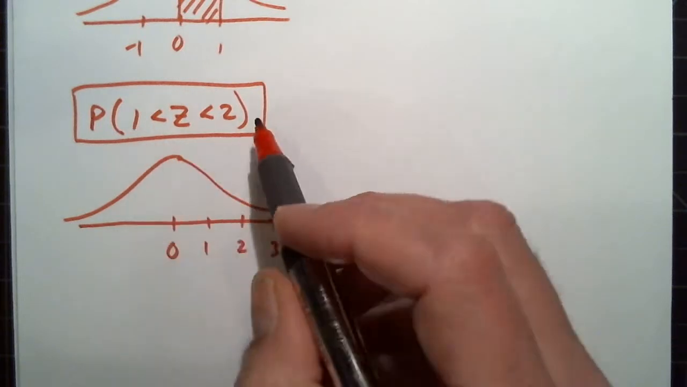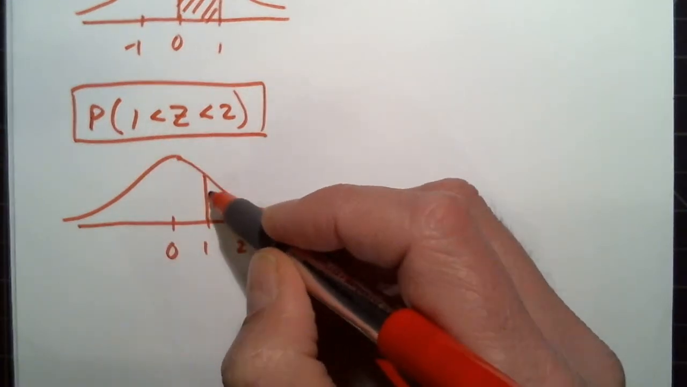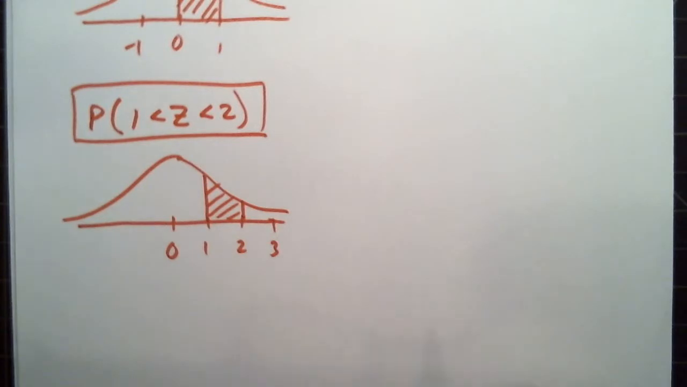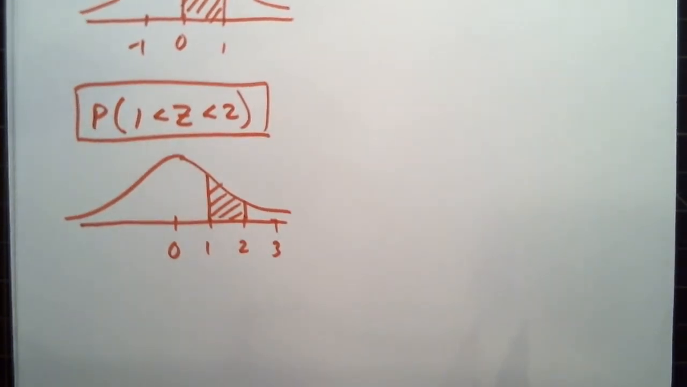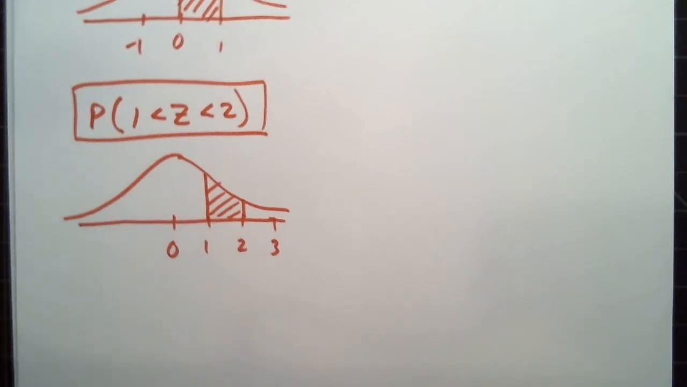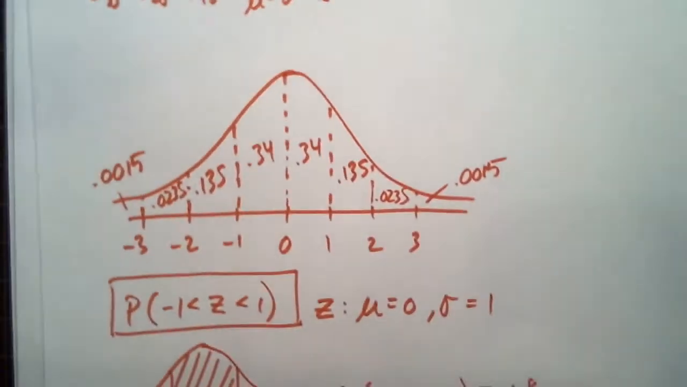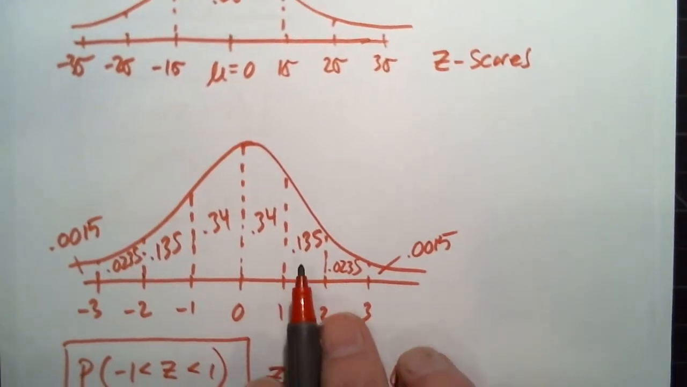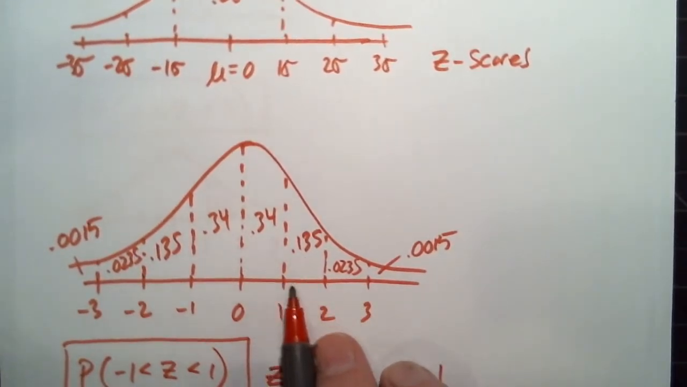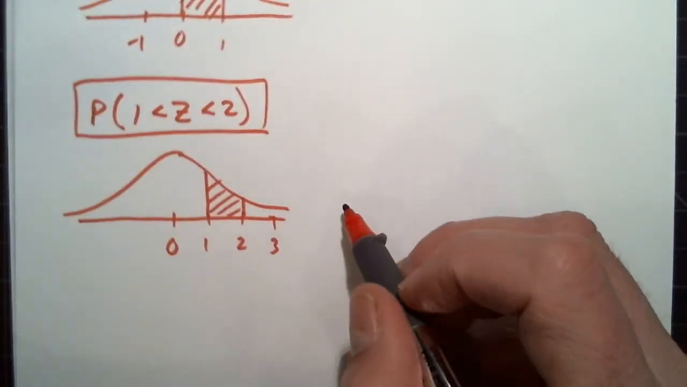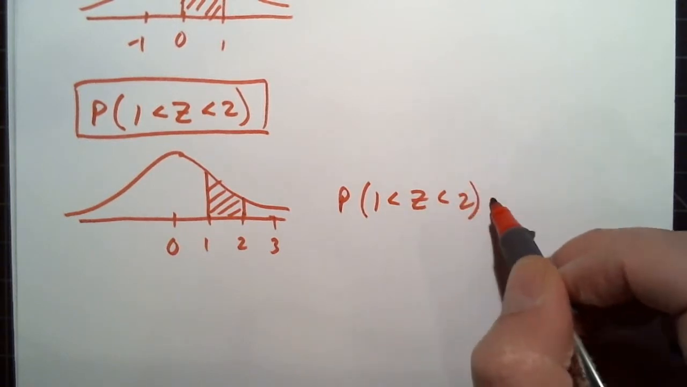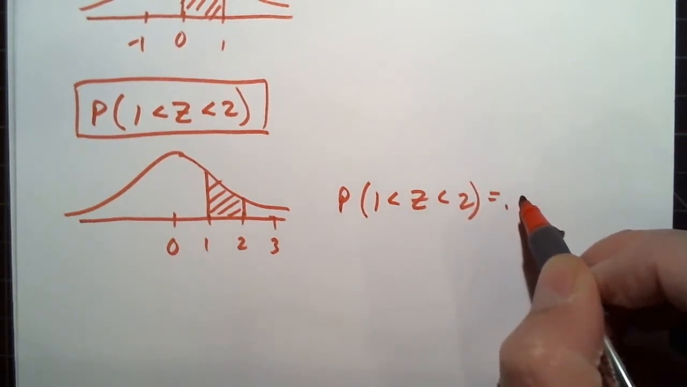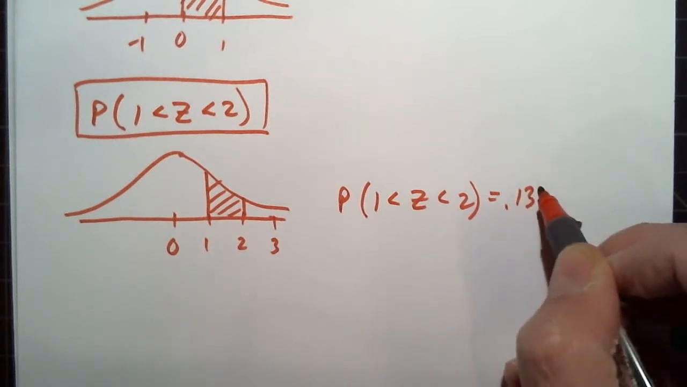Pause the video and try that one. All right, between 1 and 2, we need to find that area. So we could calculate it, or if we just keep using these numbers between 1 and 2, we know that the area under the curve between 1 and 2 is 0.135. So we know that the probability that z is between 1 and 2 is 0.135.